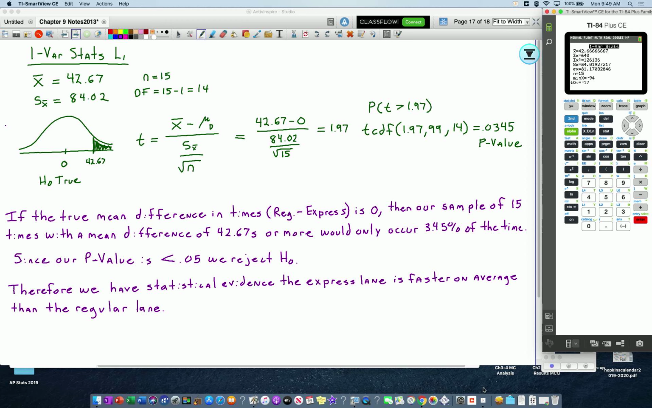So what do I conclude? Well, what does this p-value mean in context? Well, if the true mean difference of the time was 0, then my sample of 15 with a mean difference of 42.67 seconds or more only occurs 3.45 percent of the time, or about 5% of the time, not seconds, percent, sorry. Again, since our p-value is less than 5%, we do reject the null hypothesis. Therefore, we do have statistical evidence that the express lane is faster on average than our regular lane. All right, this ends our notes for chapter 9.